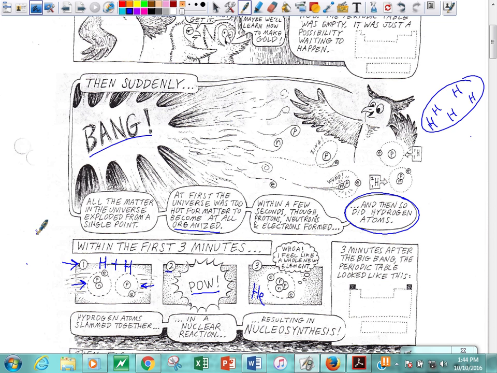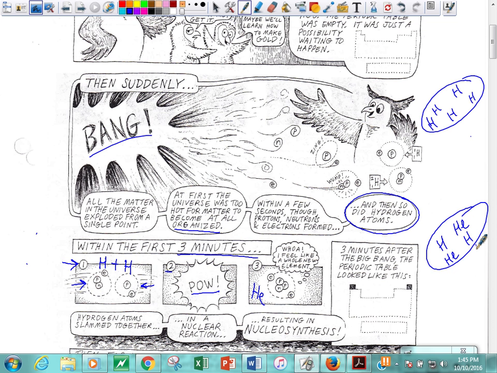Okay, so this was within the first 3 minutes after the Big Bang. What elements did we have in the universe? Hydrogen and helium. So 3 minutes after the Big Bang, the periodic table looked just like this. Hydrogen and helium. So now if we draw our universe 3 minutes after the Big Bang, what do we got? Hydrogen and helium. Just a bunch of hydrogen and helium.